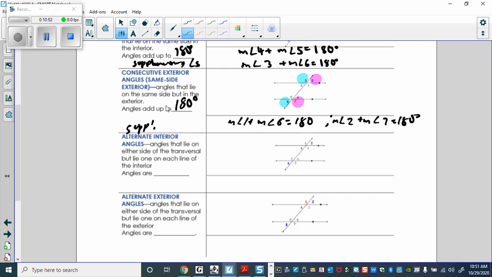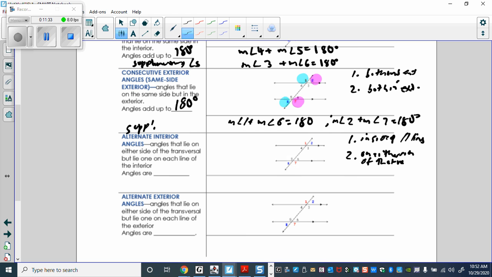Alternate interior angles, angles that lie on either side of the transversal. So let me go back and put the conditions here. Both on same side and both in exterior. Okay? So alternate interior angles are 1 on the inside of parallel lines, 2 on either side of the transversal. So the way I would show it, this angle, angle 4, and angle 5.